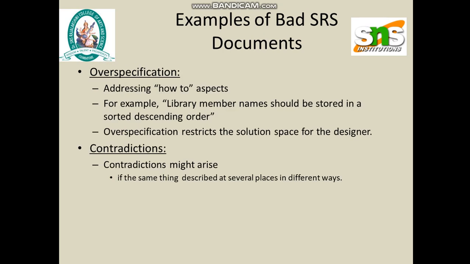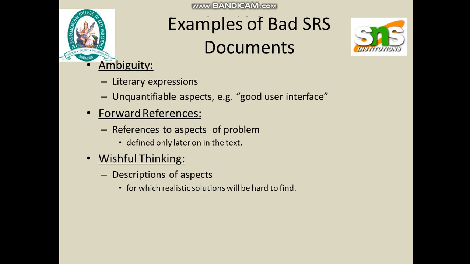And over-specification. Over-specification restricts the solution space for the designer; insisting again and again on a single message is called over-specification. Contradictions might arise if the same thing is described at several places in different ways. This is called contradictions. Ambiguity, these are literary expressions. And forward references, which are references to aspects of the problem in some other document. This document will refer to some other document, and that is called forward references.